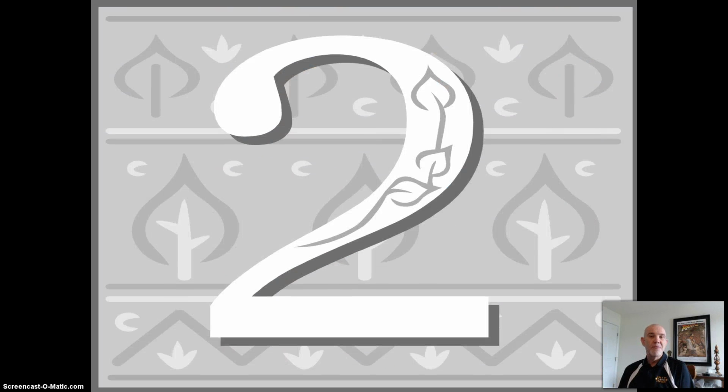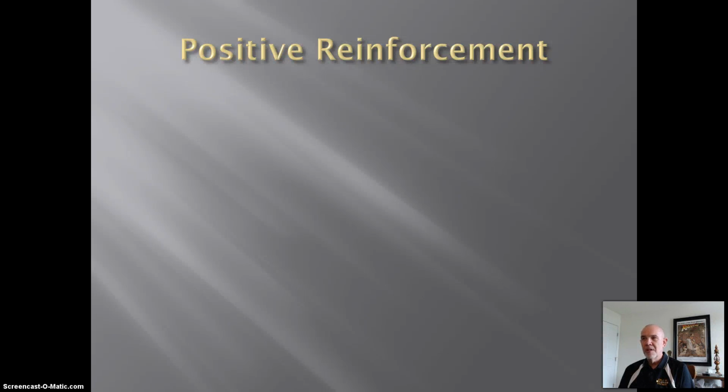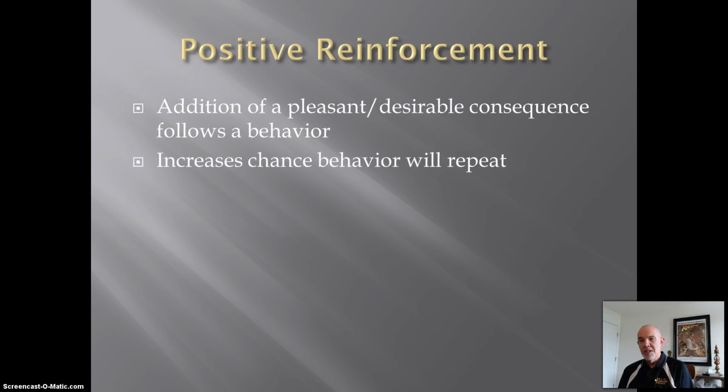There are two types of reinforcement: positive reinforcement and negative reinforcement. We'll define positive reinforcement as the addition of a pleasant or desirable consequence following a behavior, and it increases the chance that that behavior will repeat. Let me go over a couple of examples for us.